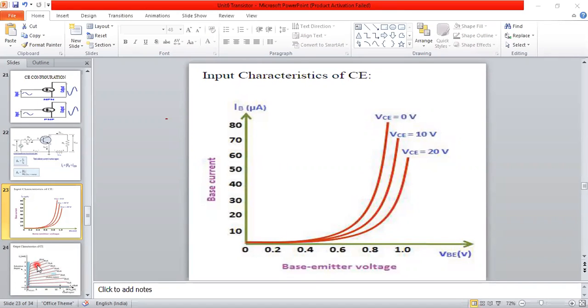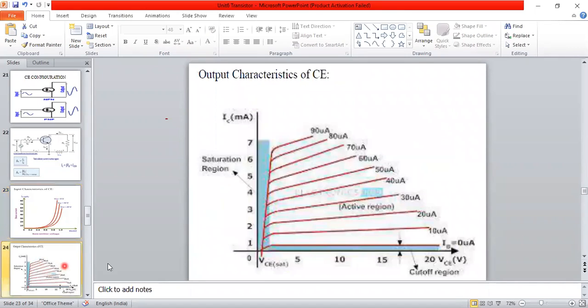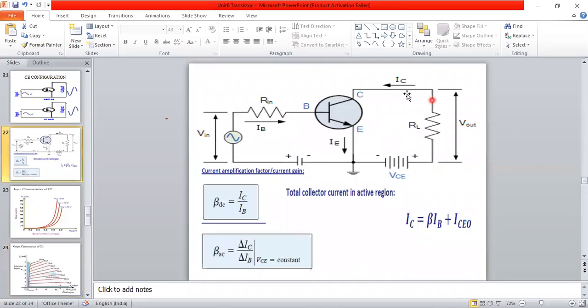So next we will go for the output characteristics. See the output characteristics here now. Which is the output current? IC is the output current, the current flowing in the load resistance. IC is flowing here. Yes, IC is the flowing current here now.